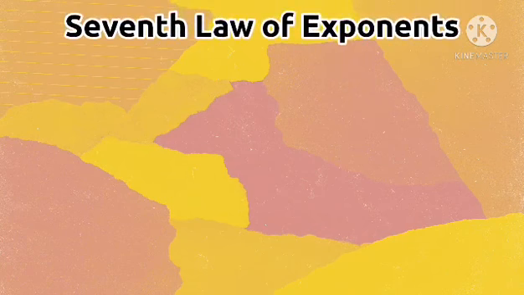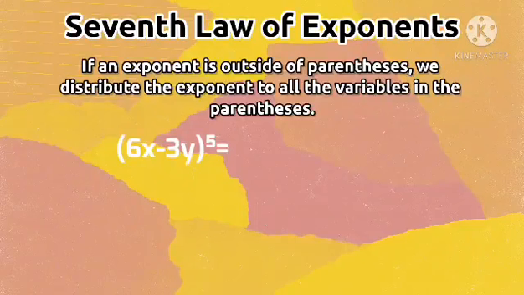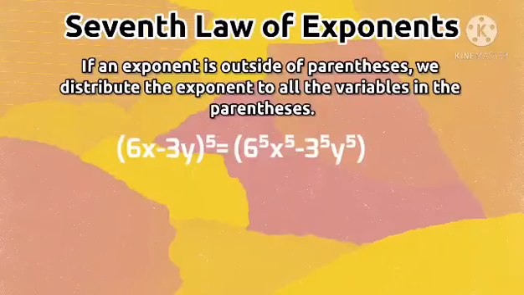The final law of exponents states that if an exponent is outside of a parenthesis, we distribute the exponent to all the variables in the parentheses. For example, in the problem, open parentheses, 6x minus 3y, close parentheses, to the power of 5, solving it would look something like this. Distribute the exponent 5 to all the variables, which would leave us with 6 to the power of 5 multiplied by x to the power of 5 minus 3 to the power of 5 multiplied by y to the power of 5.